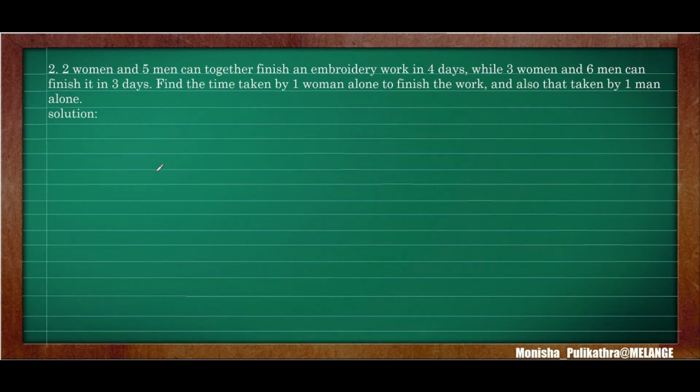Here, 2 women and 5 men can together finish an embroidery work in 4 days, while 3 women and 6 men can finish it in 3 days. Find the time taken by 1 woman alone to finish the work and also the time taken by 1 man alone. Here we don't know how many days they have worked.